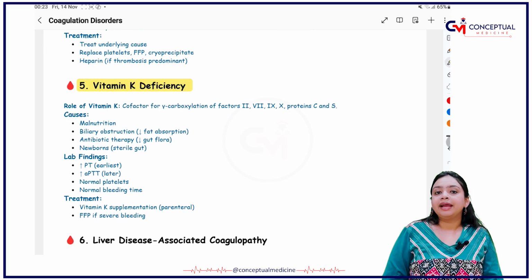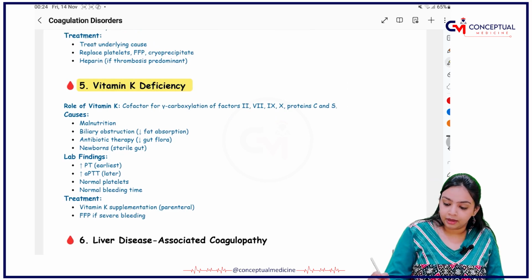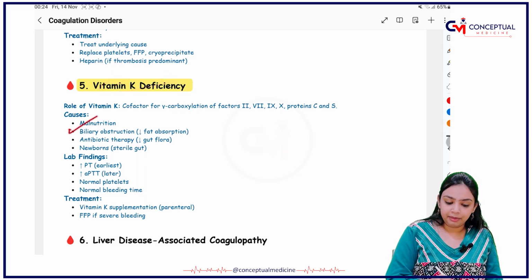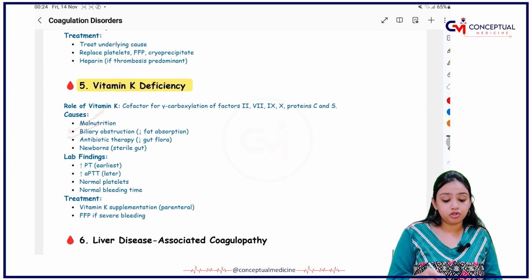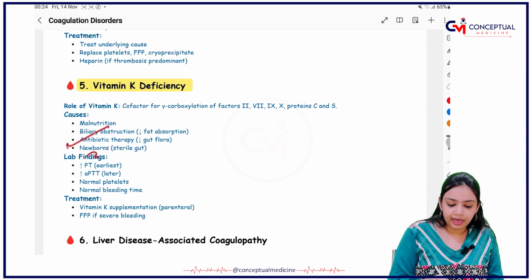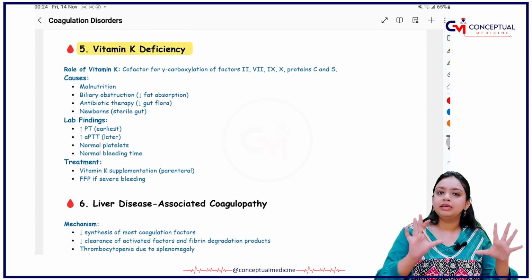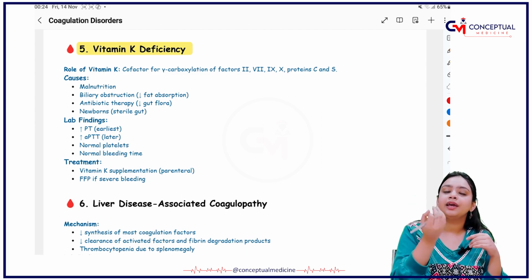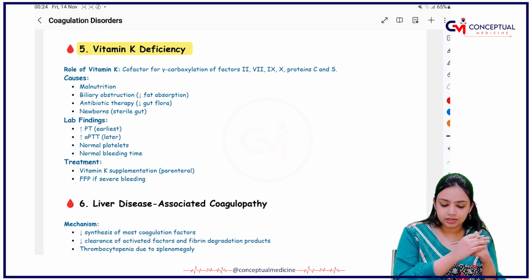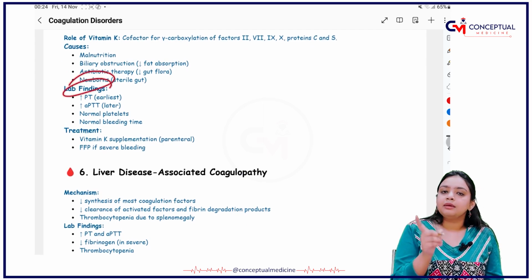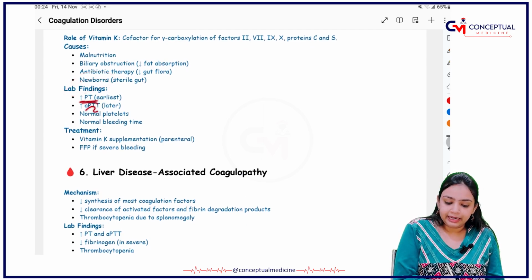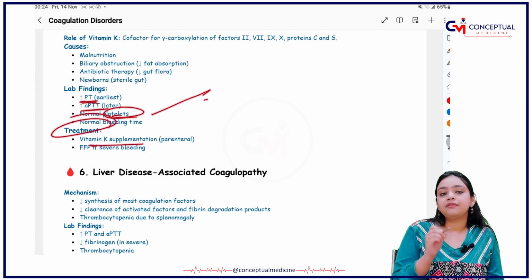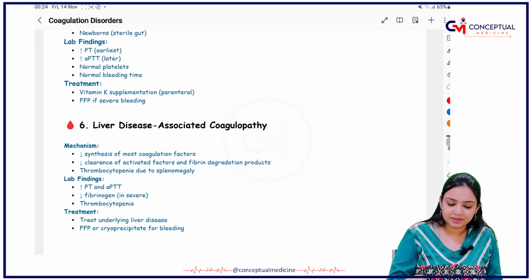Next, coming on to vitamin K deficiency. What are the causes? The causes can be malnutrition, biliary obstruction, antibiotic therapy and newborns. Newborns mainly have decreased vitamin K or deficiency. That is why they are given vitamin K injections as well. In the lab findings, I am able to see an increase in PT and aPTT. There will be normal platelets. For the treatment, I have to give vitamin K supplements.